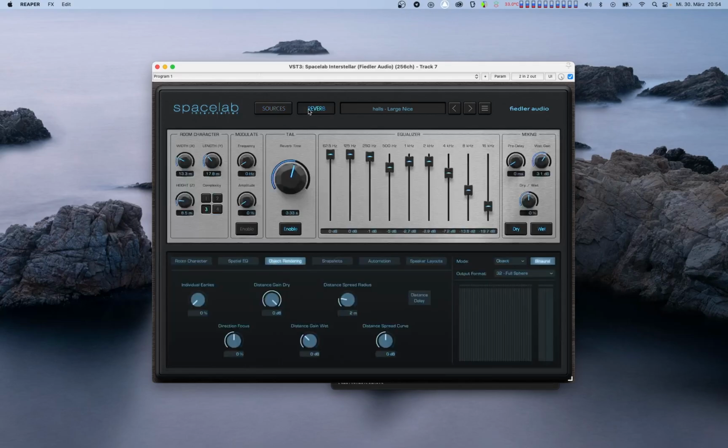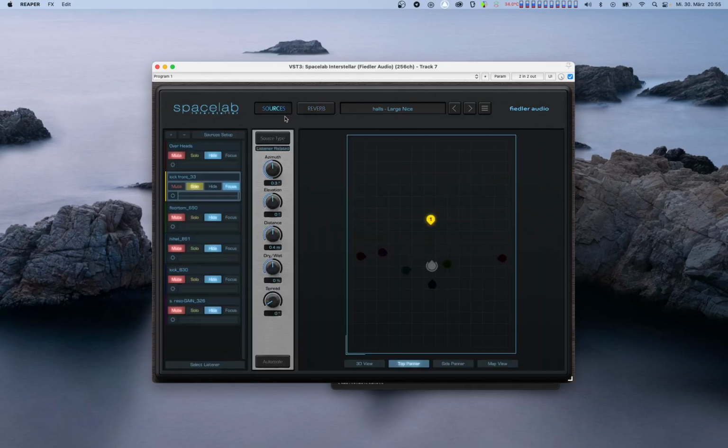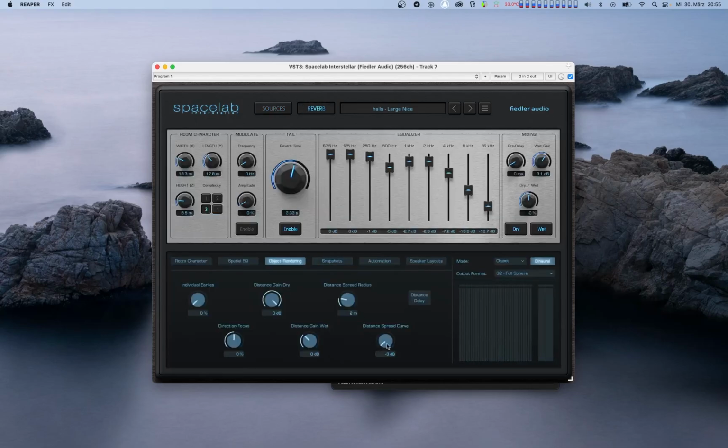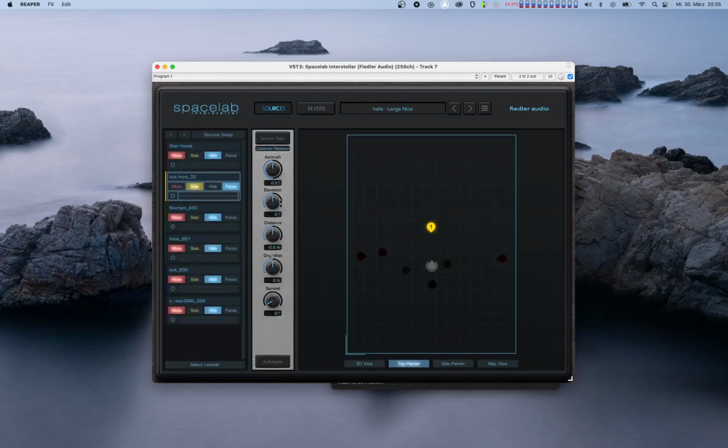Distance spread curve sets the curve by which the spread is increased when getting closer to the listener, with 0 dB representing a linear increase. Setting negative values here means the increase of the spread is changing significantly faster when entering the distance spread radius. Setting positive values means that the increase of the spread is only audible when very close to the listener.